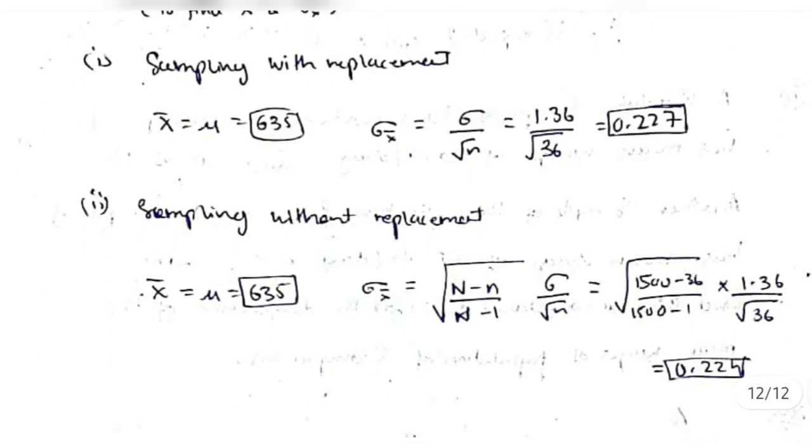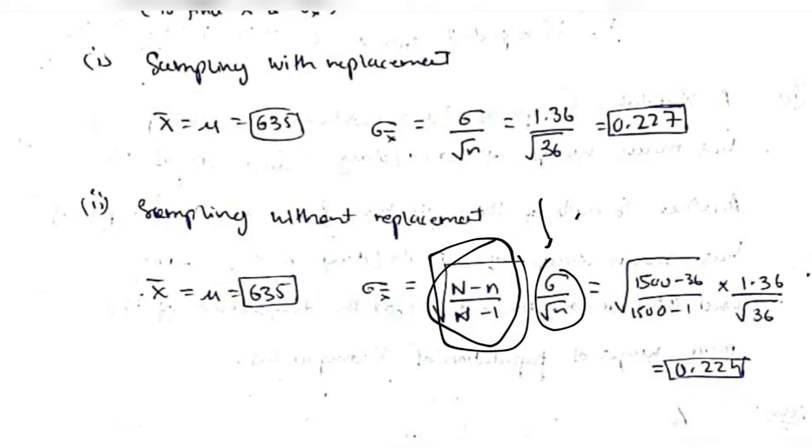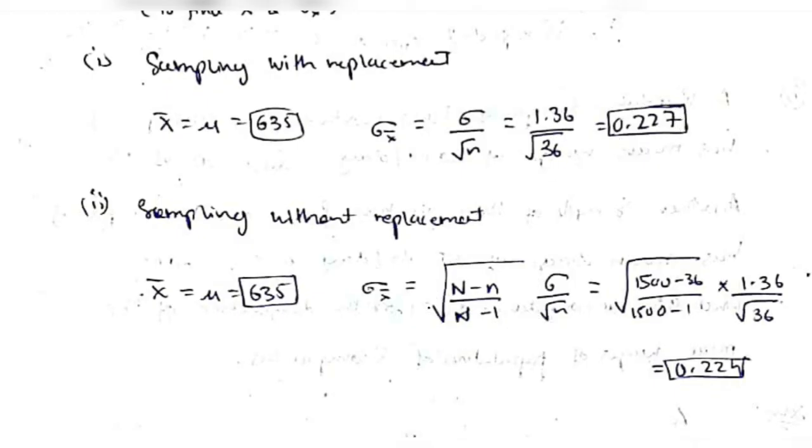In without replacement, x bar will be the same, but sigma x bar will differ. It will be the same answer as this one, multiplied by the square root of capital N minus small n by capital N minus 1. So capital N is 1500, minus 36, by 1500 minus 1, into the value of sigma by root n.